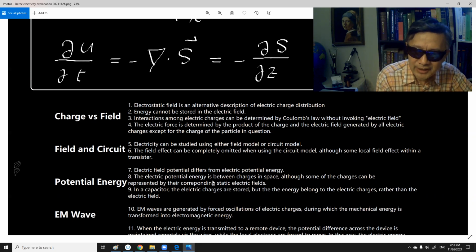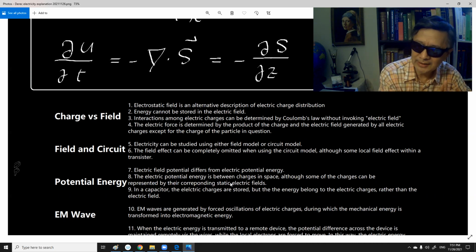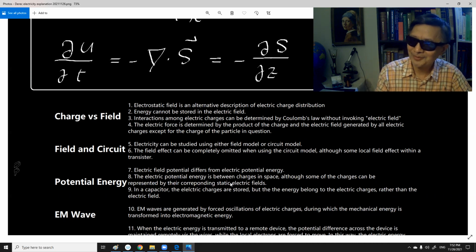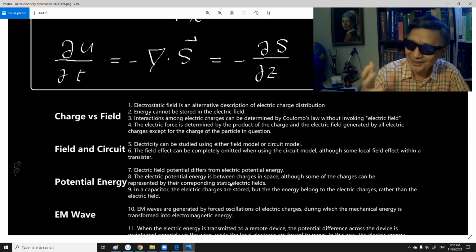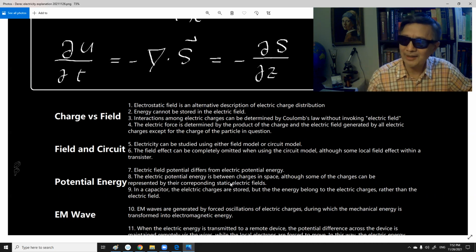Because electrical potential energy is between charges in space, although some of the charges can be represented by their corresponding static electrical field. As you can see, the electrical field is an alternative way to describe a complicated charge distribution in space, so we simply use a single variable. For example, in capacitors, we assume the electric field is uniform. Therefore, there's no point applying Coulomb's law to work out the interaction for each pair of particles.